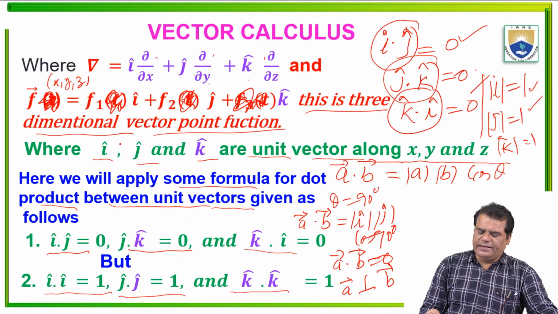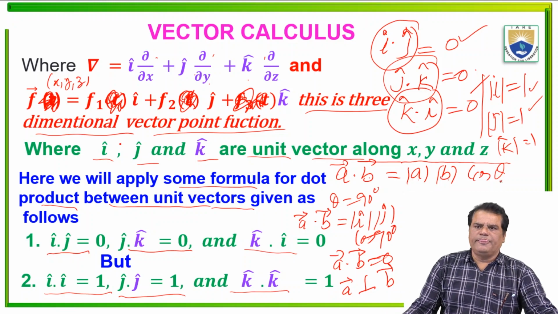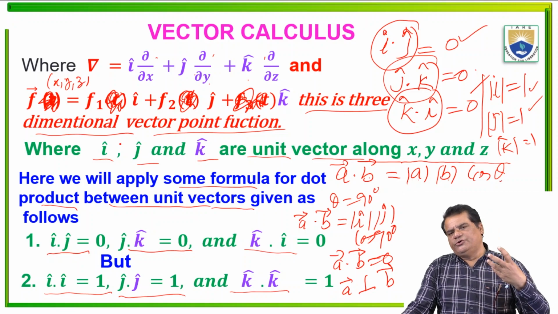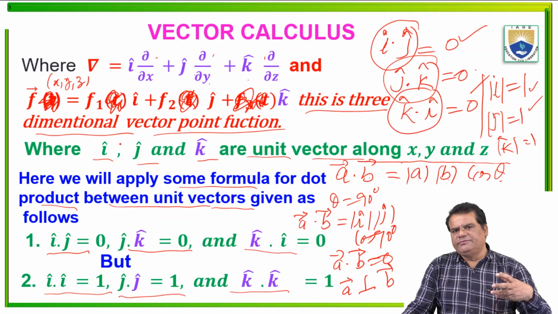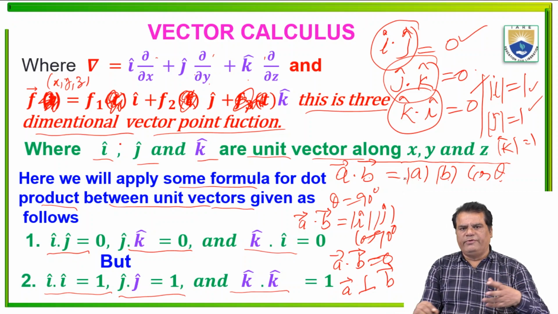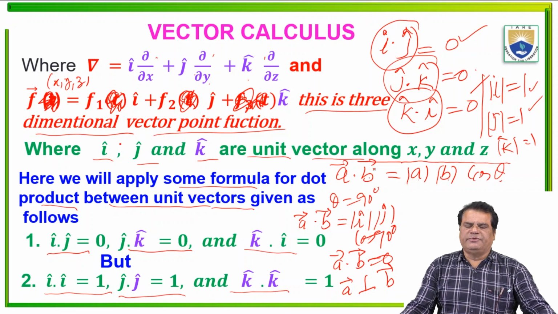So we apply here A vector and B vector, mod A, mod B, cos of theta. Theta is 0, and cos 0 is 1. And the modulus of i is 1, modulus of j is 1. Modulus of i and i, both 1. Then A dot B is 1.